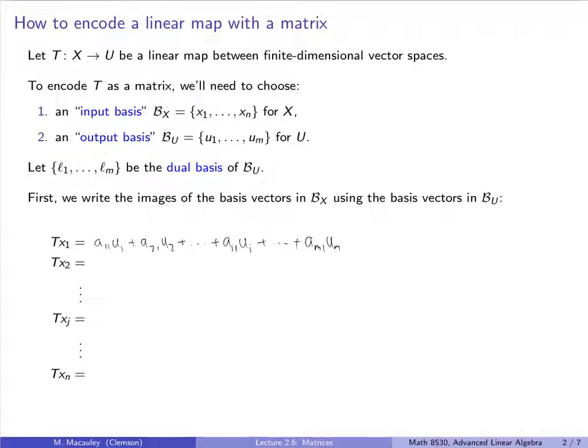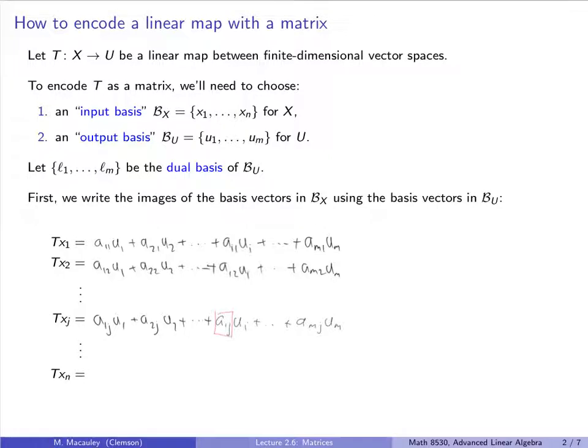Next, T x2. Let's call this one a12 u1 plus a22 u2 plus ai2 ui plus am2 um. And then the jth one, it's going to be a1j u1 plus a2j u2 plus aij ui plus all the way up to amj um. And I'm doing this because what I'm going to want to do is come up with a formula for the ij entry.